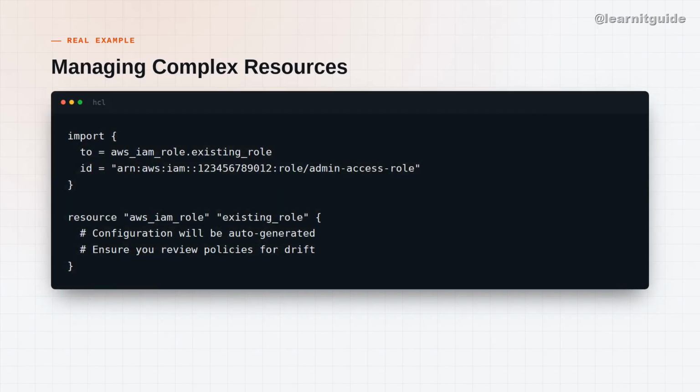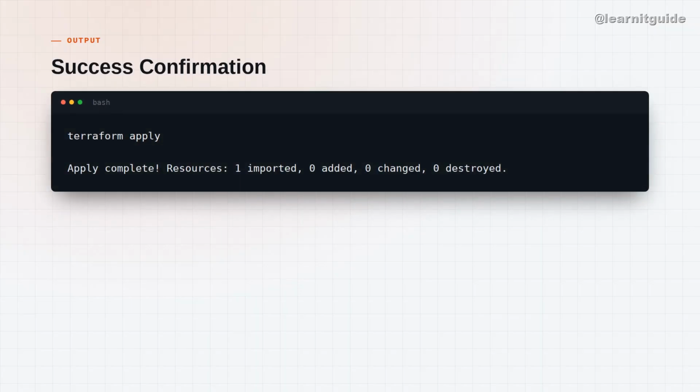In a production environment, you often deal with IAM roles or complex networking. Here, we are importing an IAM role using its full Amazon resource name. Notice that for security resources, you must always review the generated policies after the import. Never blindly apply generated code, especially when dealing with identity and access management, because the auto-generated code might capture settings you want to restrict. After running the apply command, you should see that the resource was successfully imported into your state. This confirms that Terraform now owns the life cycle of that resource.